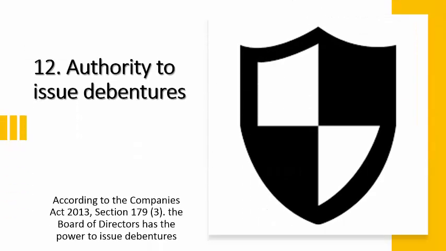Authority to issue debentures. According to section 179 subsection 3 of the Indian Companies Act 2013, the board of directors of the company has the power, authority or right to issue debentures. No other person in the company can issue debentures. The board of directors takes every decision relating to issue of debentures. For example, amount of debenture capital, types of debenture, face value of debenture, rate of interest, everything is decided by the board of directors in the board meeting.